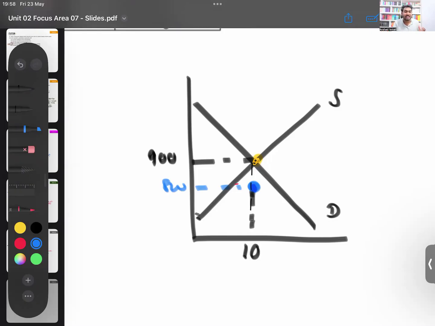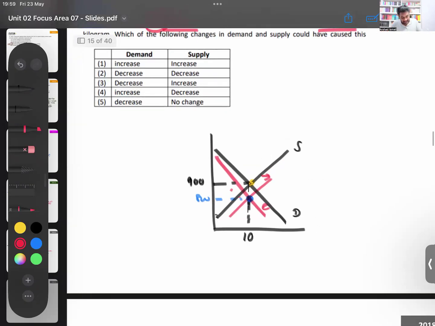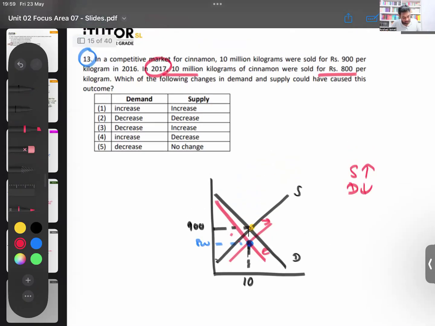That is where your logical thinking, your brain has to come in. So you think, how can I go there? Maybe one way is demand has to come down. Along with demand coming down, if the supply also increases, then I can get there. That is why we say the answer has to be supply increasing, demand coming down. So supply increasing, demand coming down. Which one is that answer? Answer number 3.